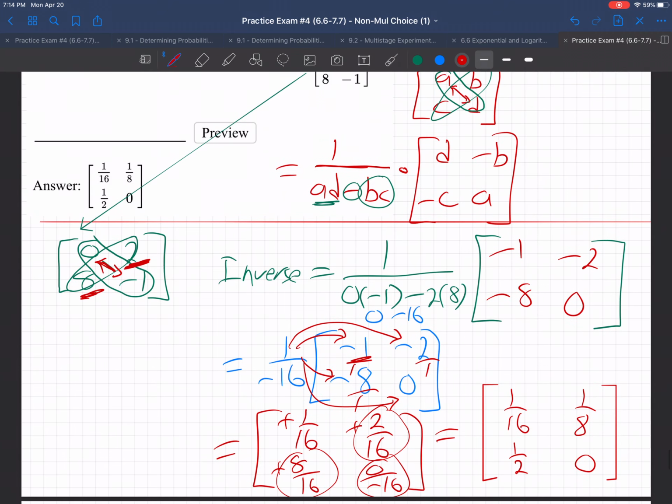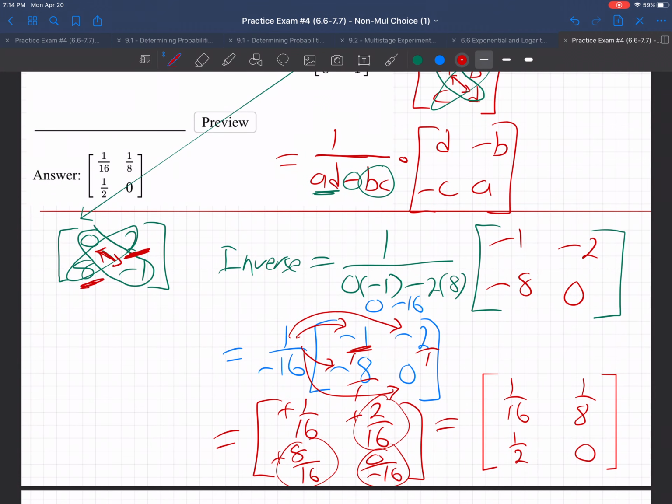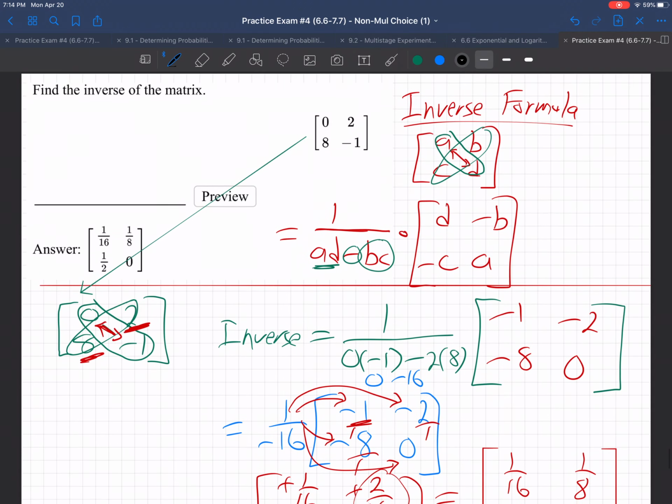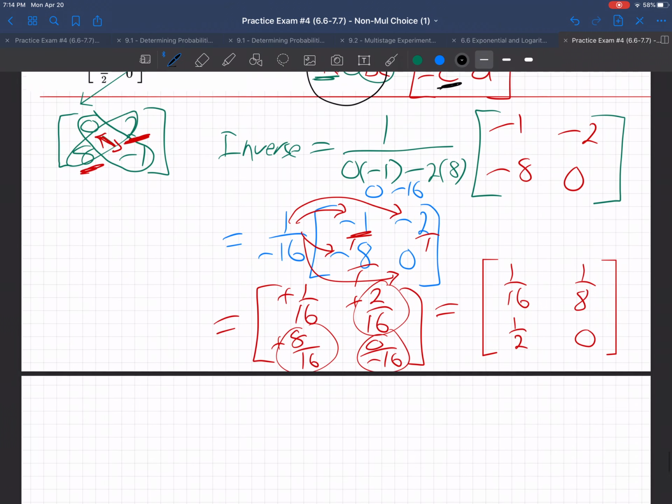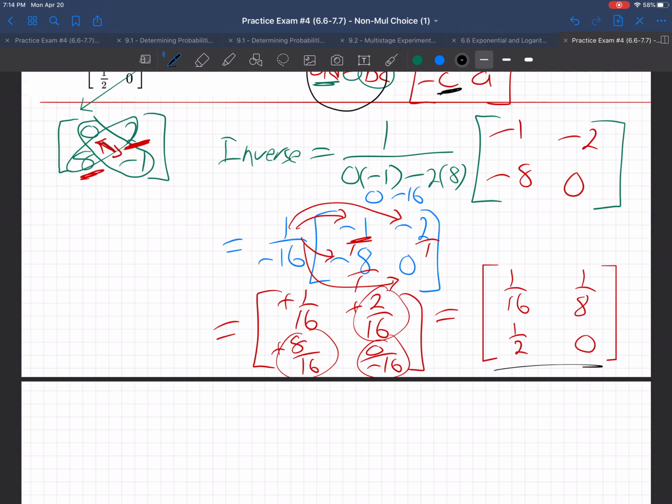So one more time before I leave this, let me rehash this, make sure it's clear. So there's the formula. You have to figure out this number in the front first, which is 1 over the main diagonal, AD, minus the other diagonal, BC. And then you multiply that number times these numbers swapped, and the other two numbers' signs changed. So I did all that. There's the answer we get. This is the inverse. Let's go to Desmos.